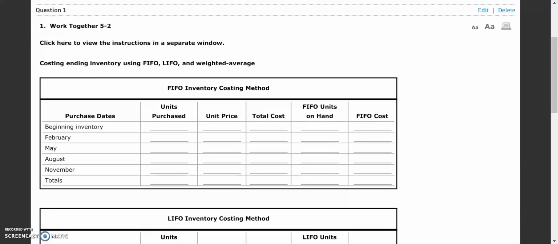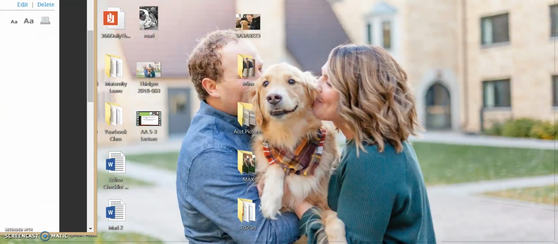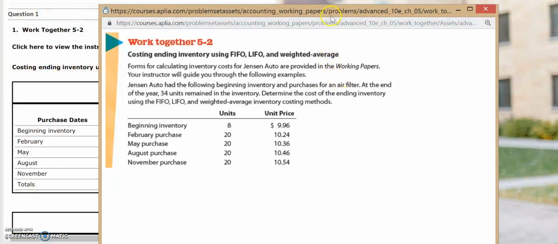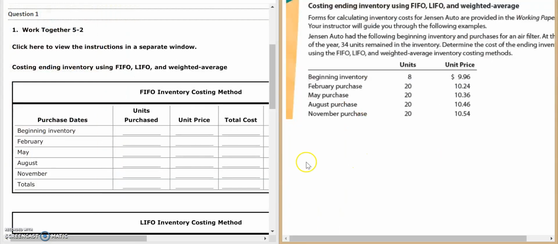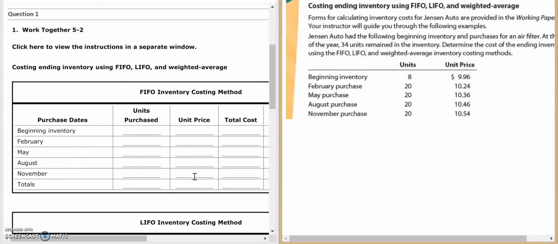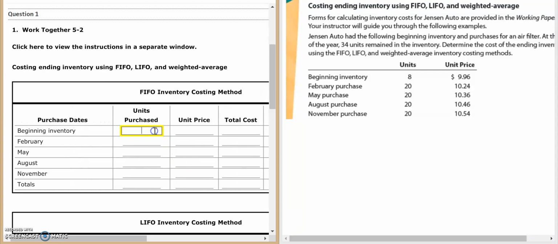And so I'm wondering, let me try one thing here. I'll bring this over here like that. So we can just fill in the first one here. That'll make it easier. So it says our beginning inventory, we started with 8, and the unit price was $9.96. And let's just fill this in so I can make the screen bigger right away.